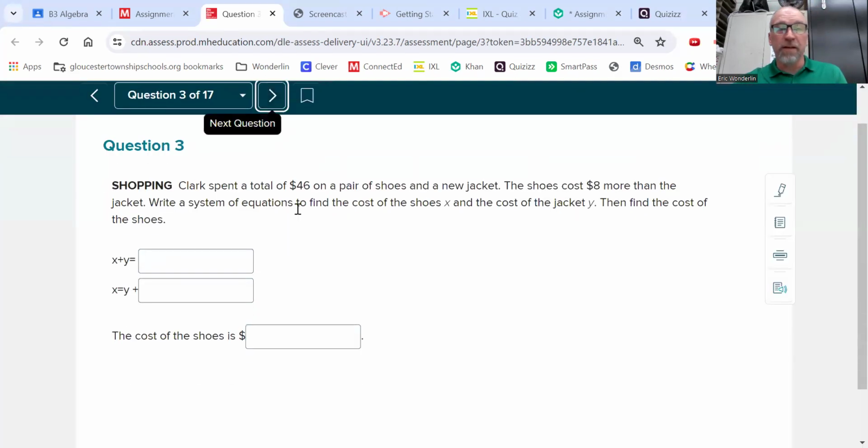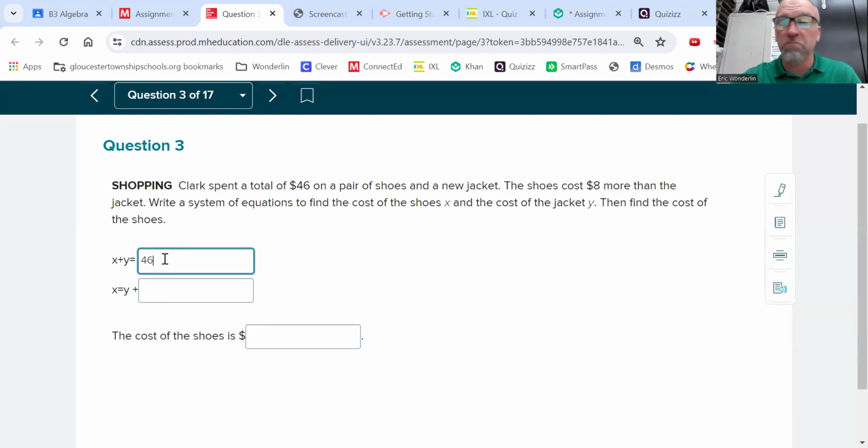Number 3, Clark is spending $46 on a pair of shoes and a new jacket. The shoes are X, the jacket is Y. Okay. Well, it's one pair of shoes X, one jacket Y, gives me a cost of $46. Second equation. The shoes cost $8 more than the jacket. Shoes are X. They are the jacket plus $8. They are my two equations.